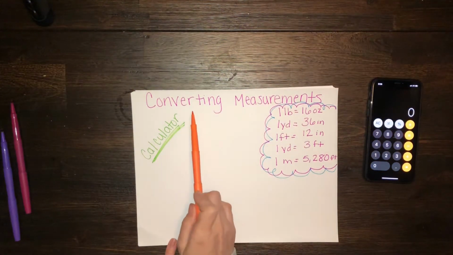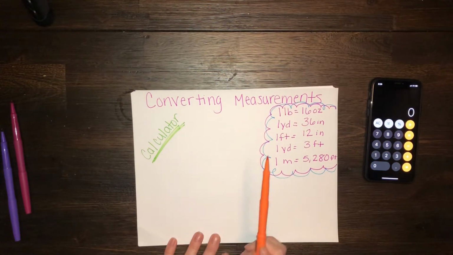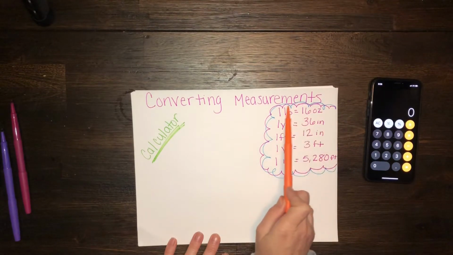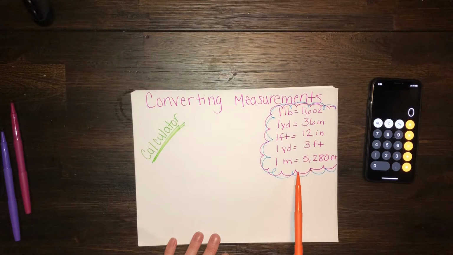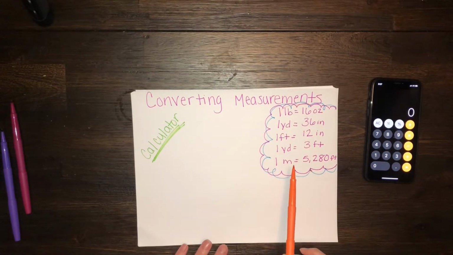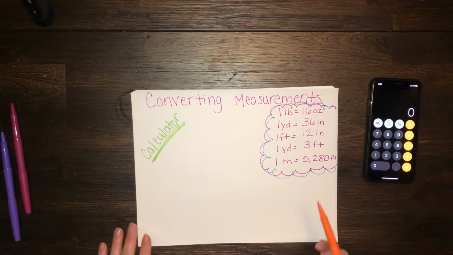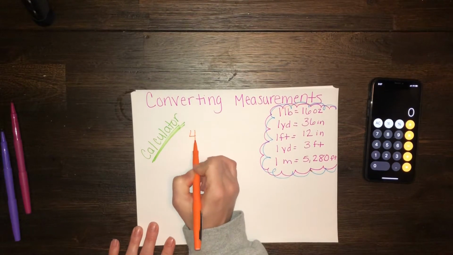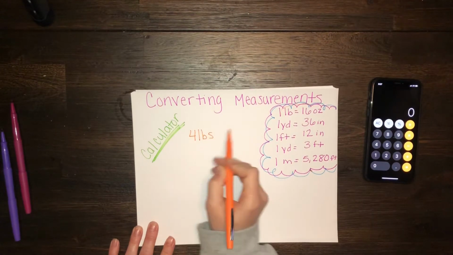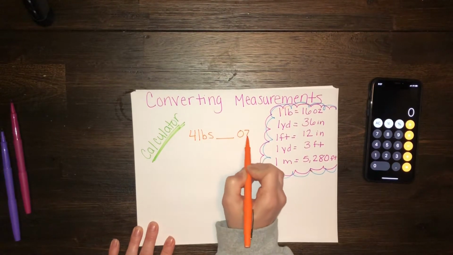So today we're going to talk about converting measurements. And yesterday you should have memorized these benchmark measurements using your flashcards. So this is why that was important that we remembered them, because they're not going to give us these on the SOL. So to convert, let's say that you need to know, how many ounces are in 4 pounds.